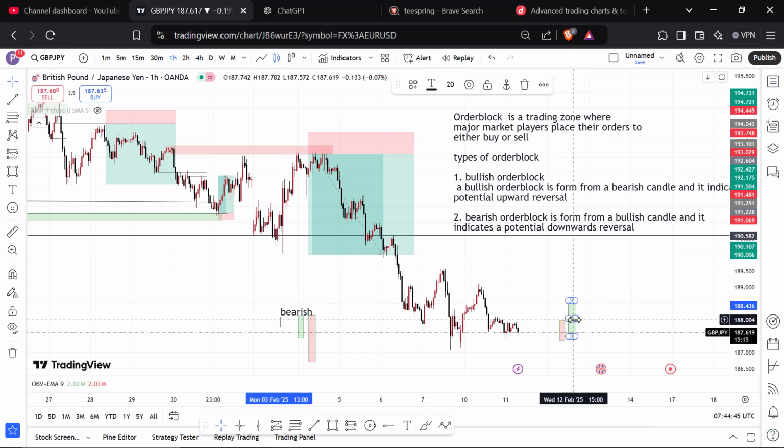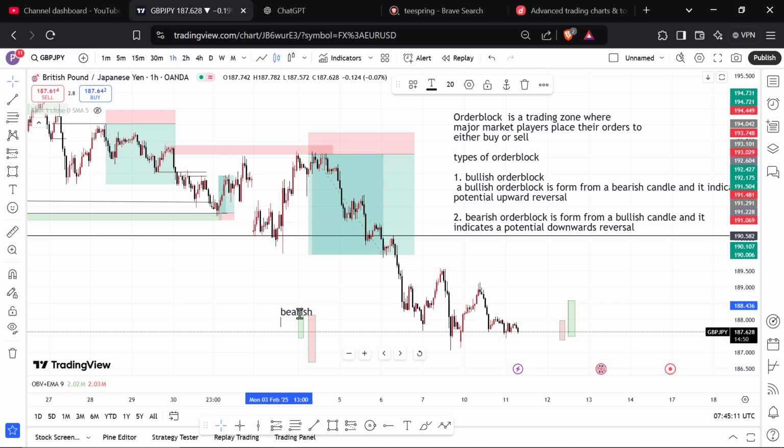Now, how do we pick a valid order block? If you've not watched the video I made on market structure, go and watch the video below. If you've not watched the video I made on liquidity, go and watch the video below, because those are the things that we need in order to pick a valid order block.